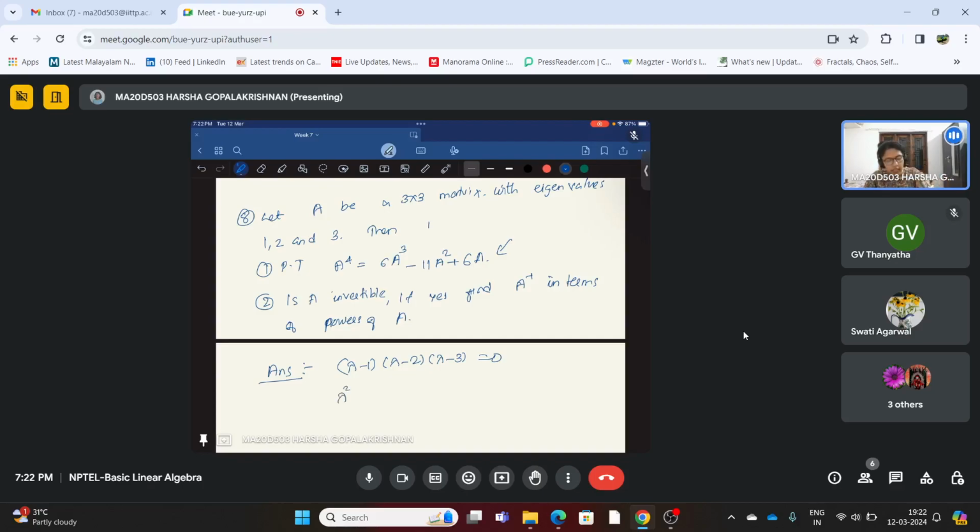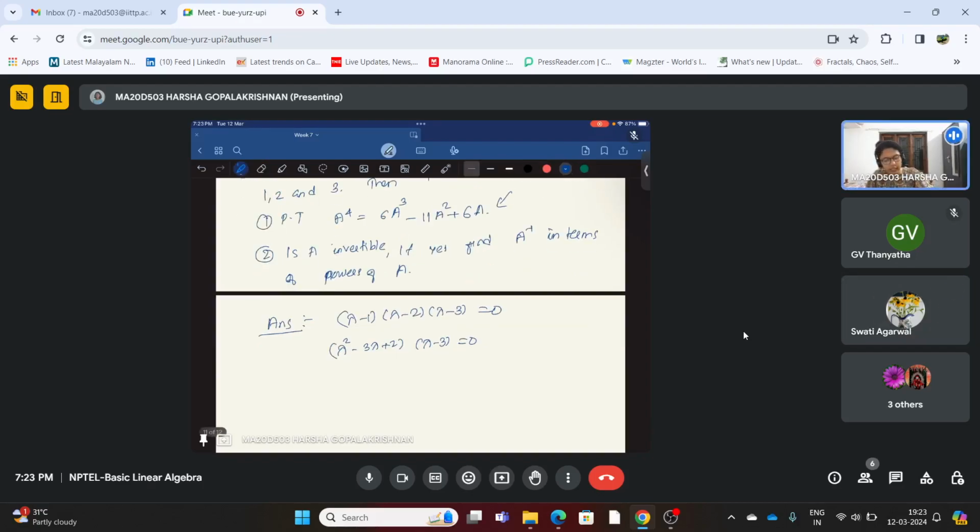So we will get (lambda square minus 3 lambda plus 2) into (lambda minus 3) equal to 0. I'm not going through the calculation. Whatever we are getting is lambda cube minus 3 lambda square, okay, you can check the calculation later, I hope it is correct, 11 lambda minus 6 equal to 0.